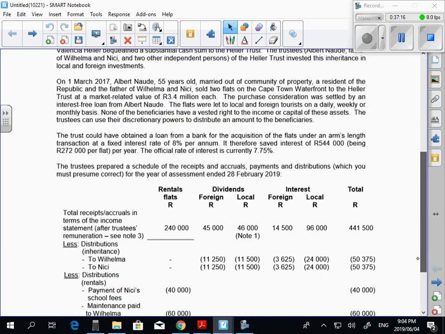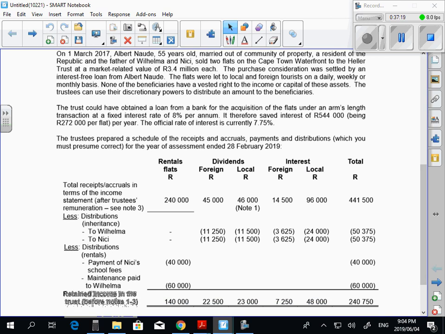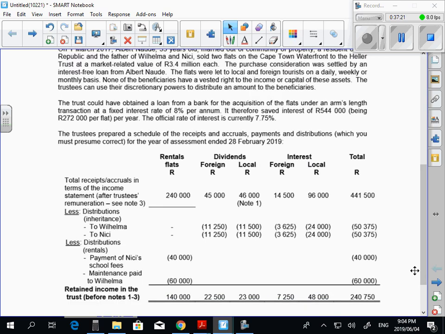So guys, first things first. Wilhelmina, non-resident. Nikki is a minor child. And they get 25% of whatever they earn vested in them. Now guys, there was a liquidation in this question. Is there dividends out of that liquidation? There is a liquidation dividend.